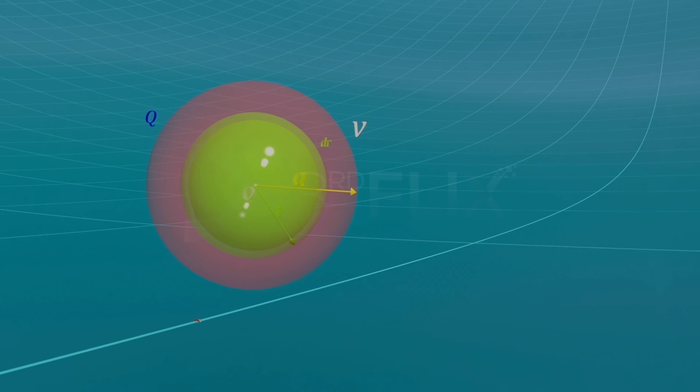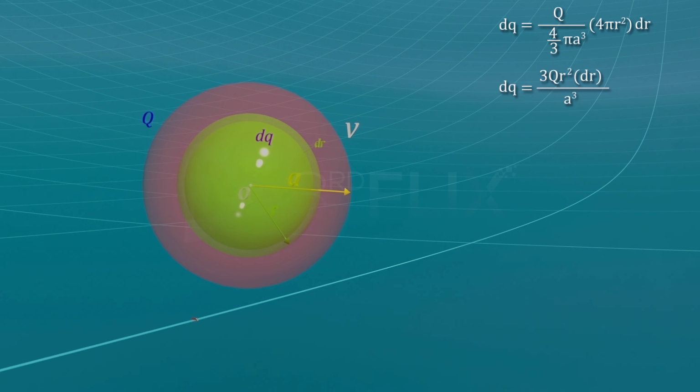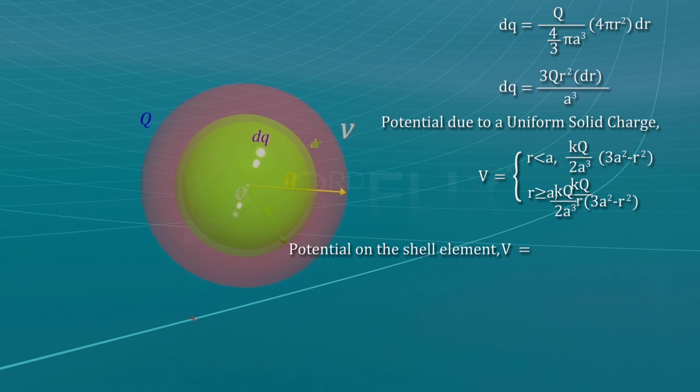Charge in the spherical shell element dq is equal to the volume charge density, that is, Q by 4 by 3 pi a cube, into the volume of the spherical shell 4 pi r square dr, which is equal to 3Q r square dr by a cube. From our previous discussion of potential due to a uniform solid charge, potential at every point on this shell element is equal to kQ by 2a cube into 3a square minus r square.